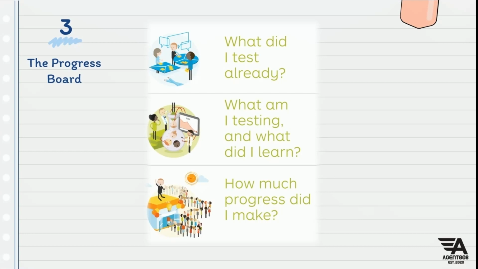Second question: what am I testing and what did I learn from the testing? Track the tests you are planning, building, and measuring, and you need to learn from whatever you already did from your experiments. Third question: how much progress did I make? And as I mentioned, keep a score of how much progress you are making. Try to give yourself a score.